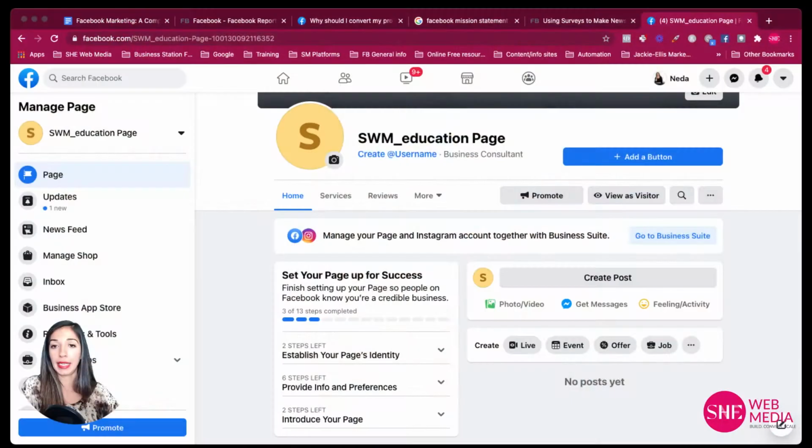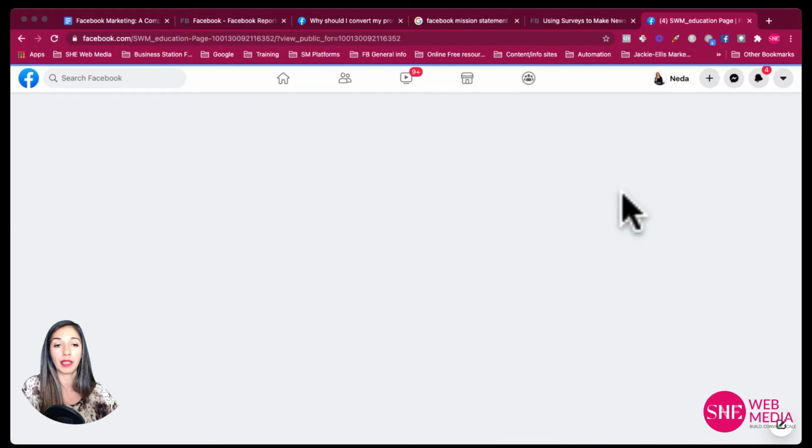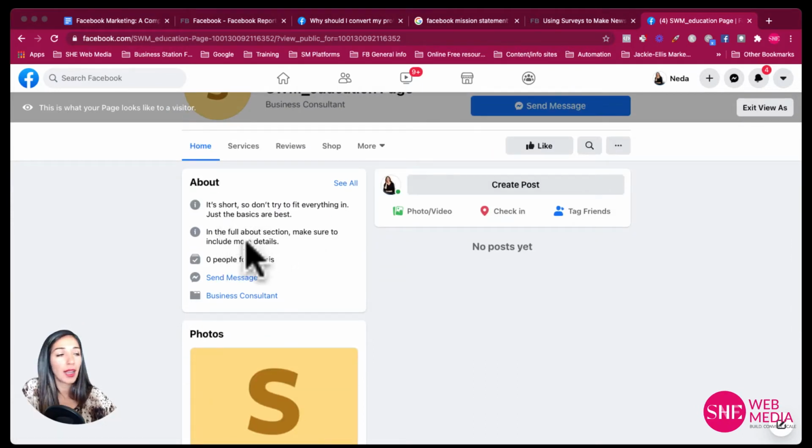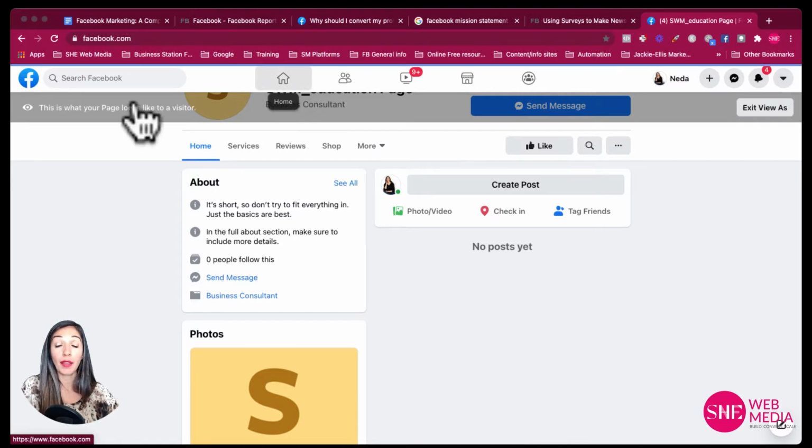Let's get to the screen. I'm going to show it as a visitor. I haven't done any edits. This is just the page that I use for education. Down here, this is what I want you to look at. See how there are two sections. Under the about section, it's short, so don't try to fit everything in here. Just the basics are best. Then you have another section, which is your full section, and that will explain everything. So when we go to my page or your own page, just make sure that you fill out that information. It's very, very important for you to fill it in.